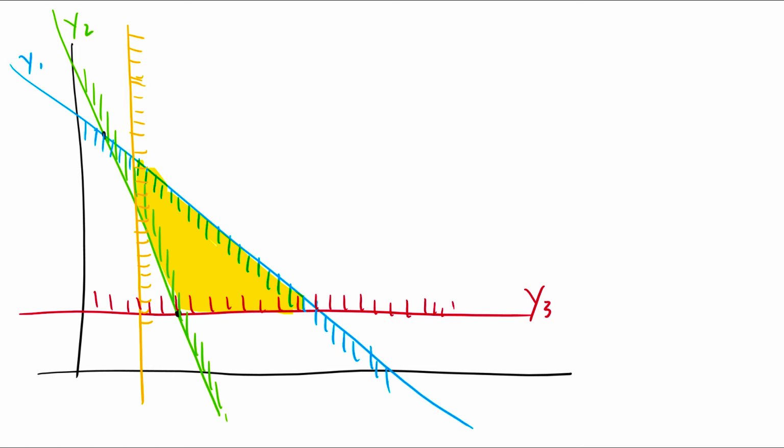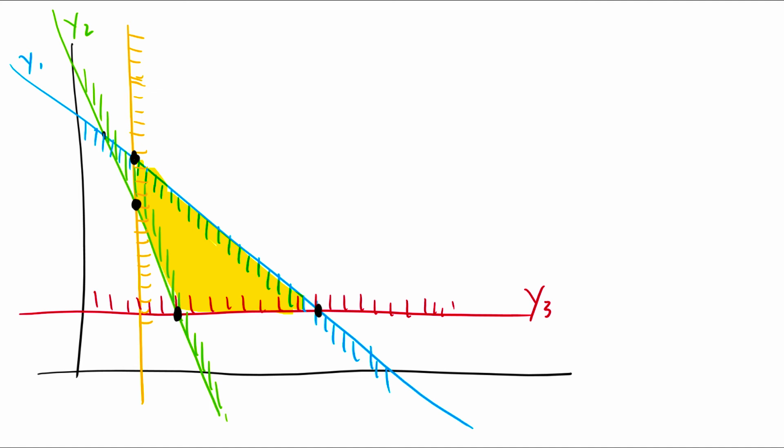All right, so our corner points would be the intersections on this feasible region. So we have 4 of them. We have where y1 and y2 intersect x equals 40, and we have where y1 and y2 intersect y equals 30. Now, there's a couple different ways we can find these points.